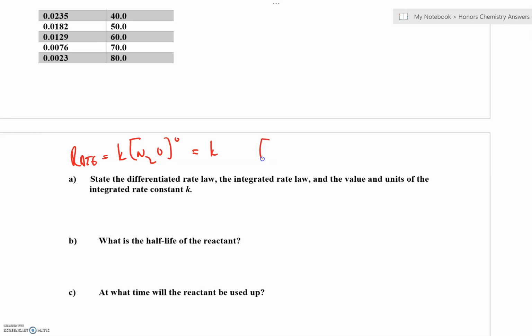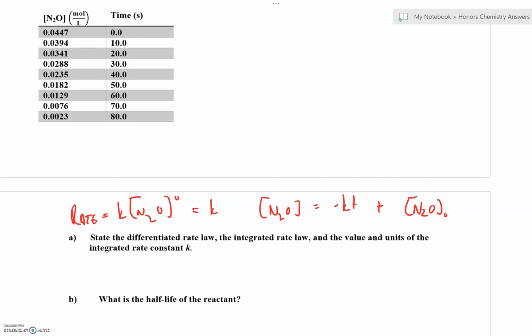Integrated rate law is going to look like this. The concentration of N2O is equal to negative Kt plus the concentration of N2O at time 0. And now we want the value and units of the rate constant K. So we'll do it both ways just to make sure that this works. We'll get it by solving, and we'll get it by getting the slope from the graph.